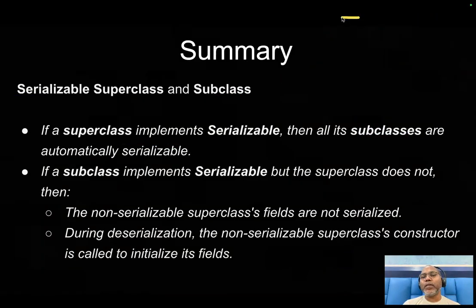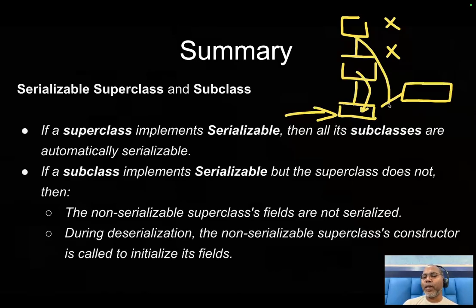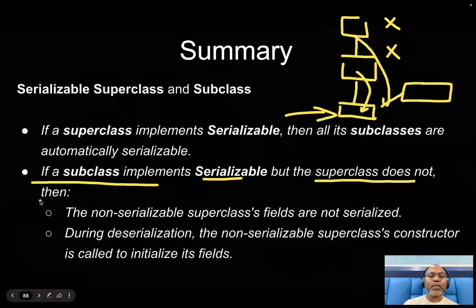The second scenario might be this hierarchy. What happened? They are not implemented as Serializable. They are not implemented, but let's keep an example where the subclass implements the Serializable interface. So while you are going to serialize this object, what happens to the inherited fields? The rule here is that the subclass implements Serializable, but the superclass does not.